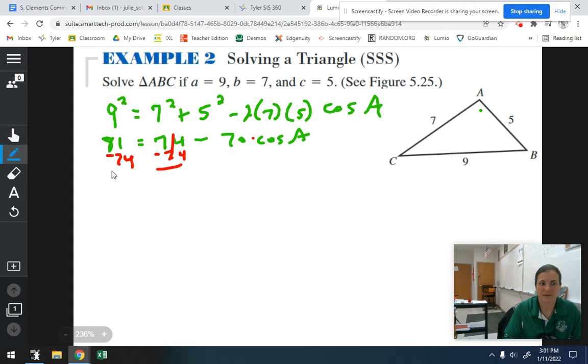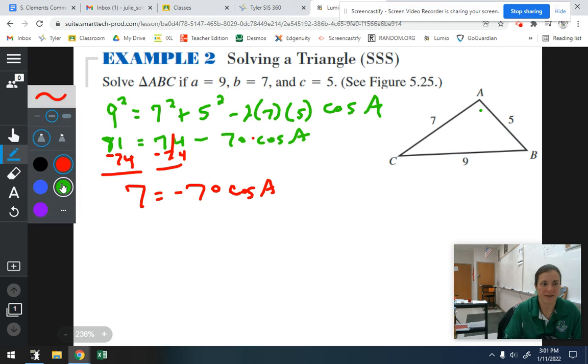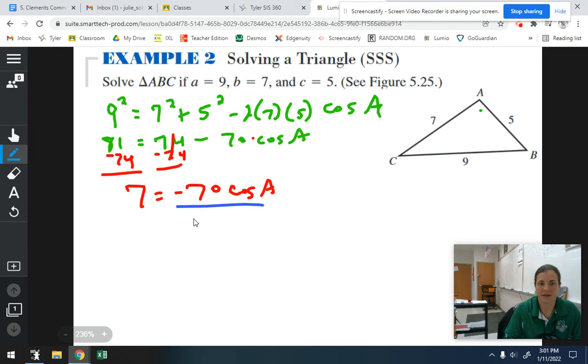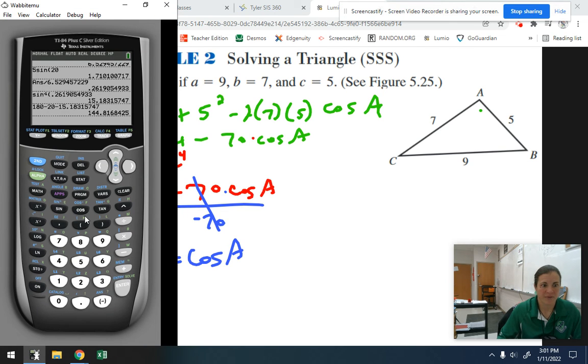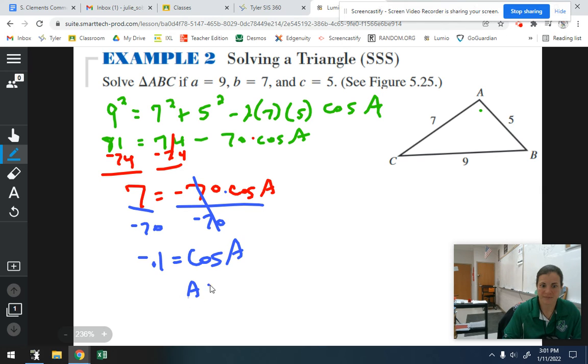So I'm going to do this, and that's going to give me 7. And now I can finally get rid of that negative 70. So I'm going to divide. Since they multiplied, I'm going to divide. And that's going to give me negative 0.1. So again, if you're looking for the angle, you got to do the inverse cosine of that. So when I put that in the calculator, inverse cosine of negative 0.1 is going to give me 95.7 for angle A.